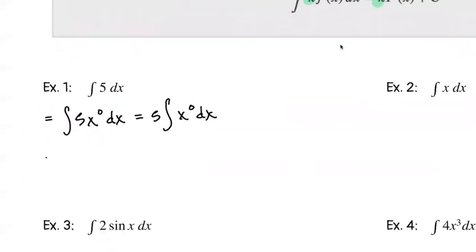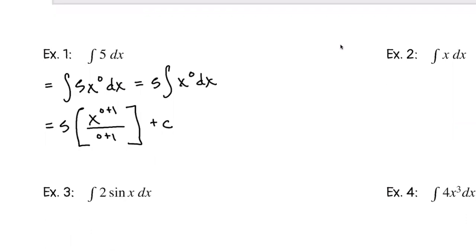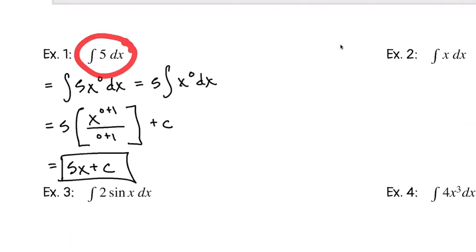So if I apply that power rule, I'll get 5 times x to the 0 plus 1 over 0 plus 1. Don't forget the plus c. And when we simplify this, we end up with 5x plus c. All right. So the integral or antiderivative of 5 dx is 5x plus c.